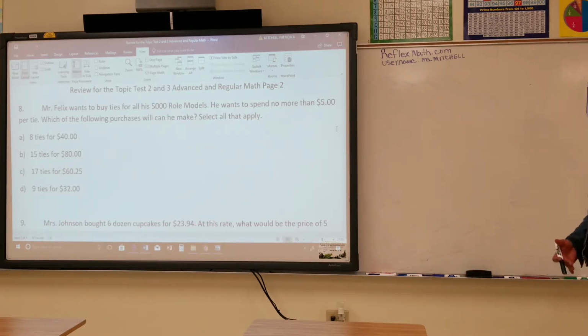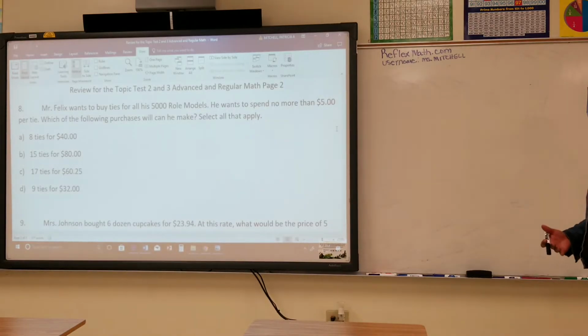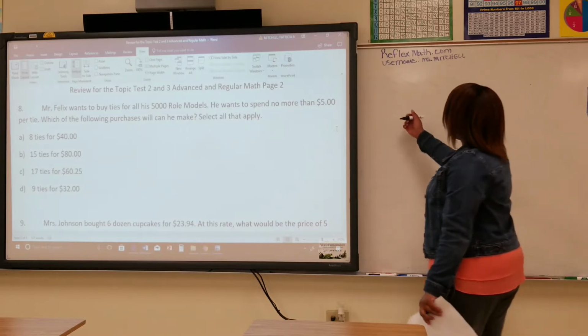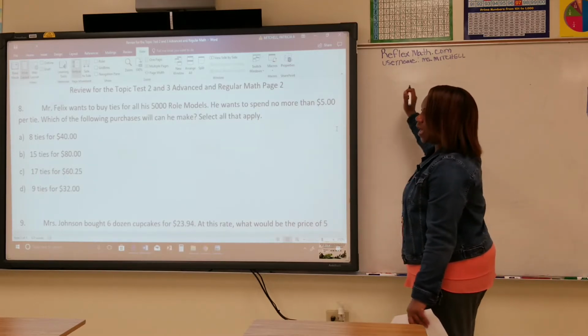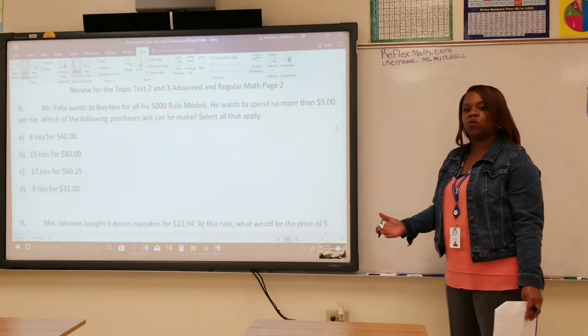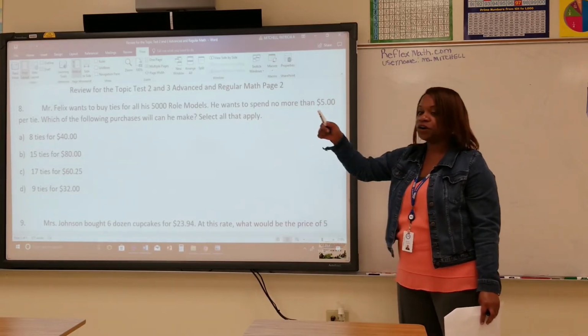Now remember, when you see a question that says select all that apply, that means that it may be more than one answer, okay? That is not always the case, but it may be more than one answer, okay? So let's go through these. A says 8 ties for $40. So that means we just need the cost of 1 because he wants to spend no more than $5 per tie.